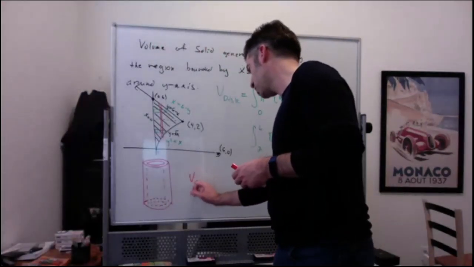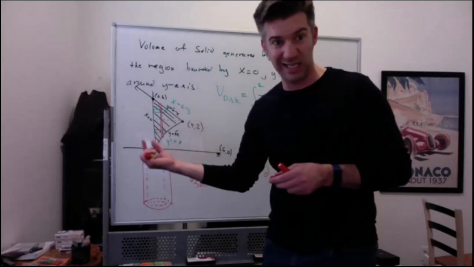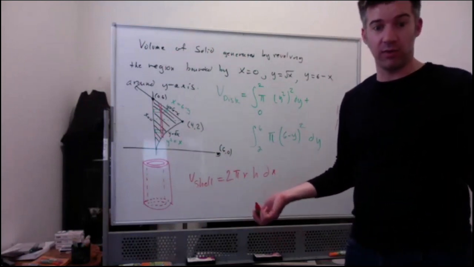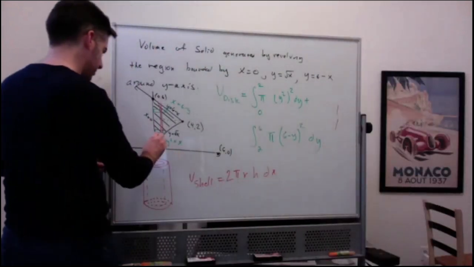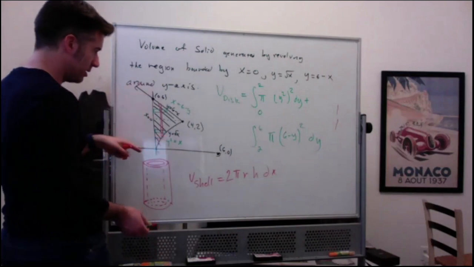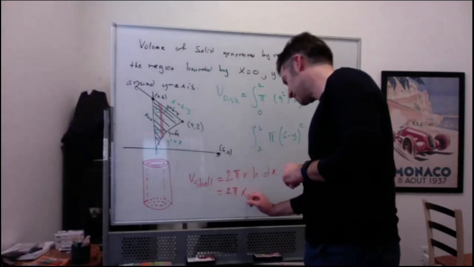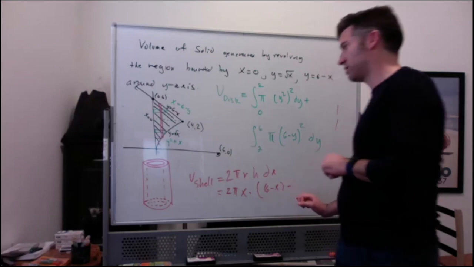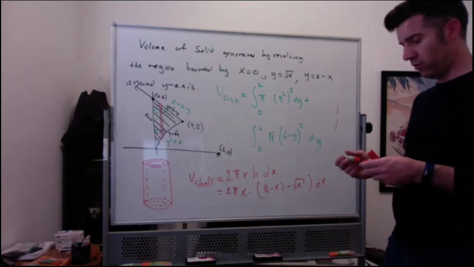So the volume of the shell is 2 pi r h dx in this case, where the radius is just x, or whatever variable you're working with. Again, if you're going around a different axis of rotation, it's a little different. So here the radius is x. And the height is the top function minus the bottom function. So this would be 2 pi x times the height, which is 6 minus x minus the square root of x, dx.